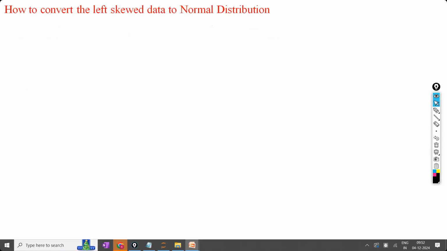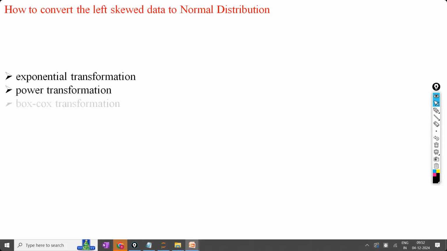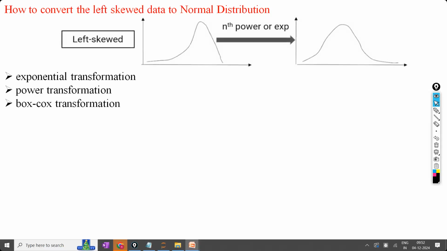Now, how to convert? To convert left skewed data to normal distribution, we have a total of 3 options. One is called exponential transformation, the second is power transformation, and the third is Box-Cox transformation. Using these 3 options, we can convert the left skewed data to normal distribution. That is, the left skewed data will be converted to, I mean, normal distribution.